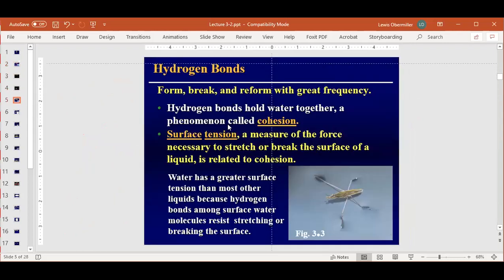Okay. So since water molecules hold hands through these hydrogen bonds, they create something called cohesion. Cohesion is water being attracted to itself.